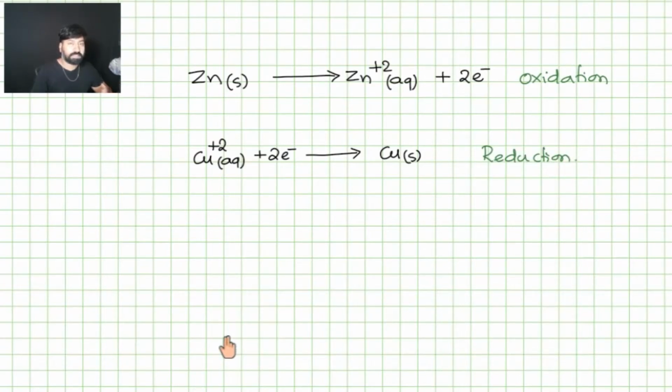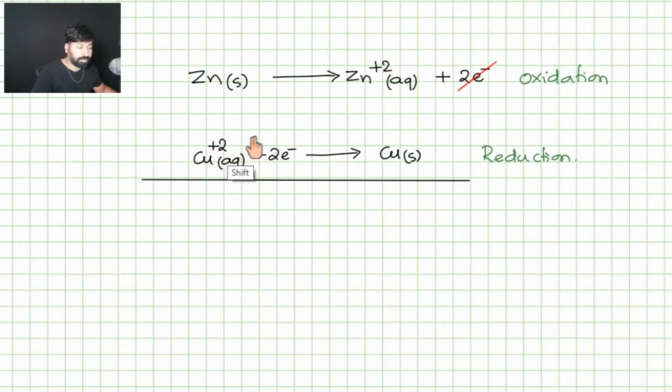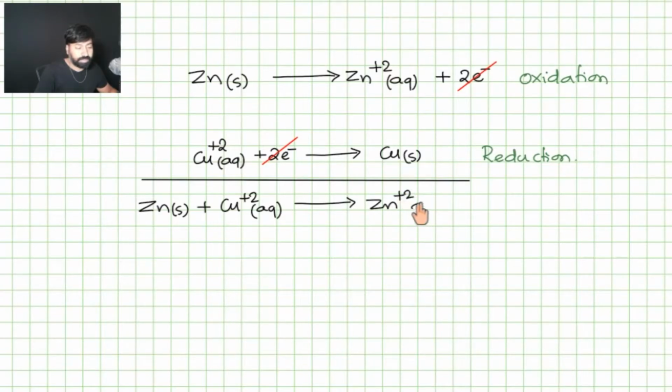Okay, the oxidation and reduction processes are taking place in a Daniell cell. By convention, we can combine these two equations. Let me combine these two equations. The common terms get cancelled, that is, the 2 electrons get cancelled here. The remaining things we write here: solid zinc reacting with Cu2+ in the aqueous medium gives the product Zn2+ aqueous, and then we get copper in the solid state.